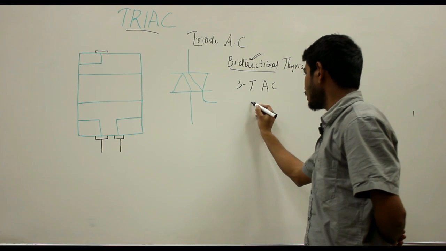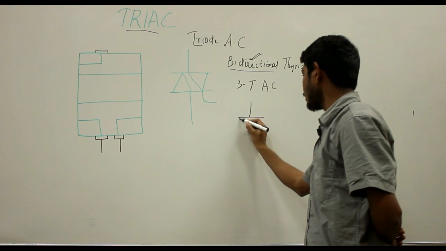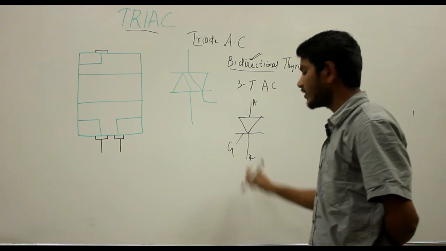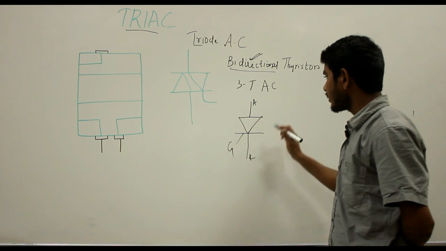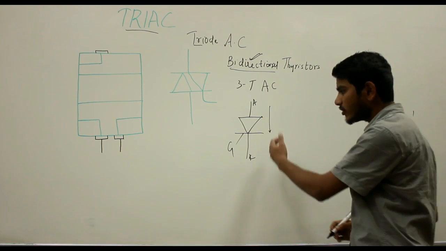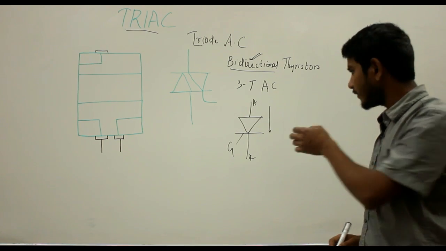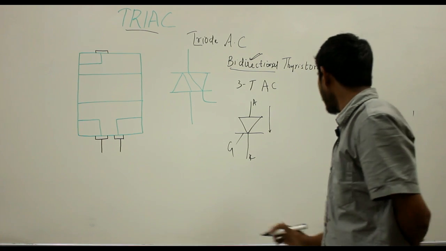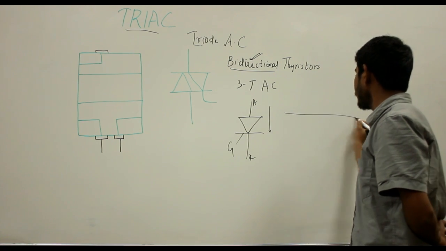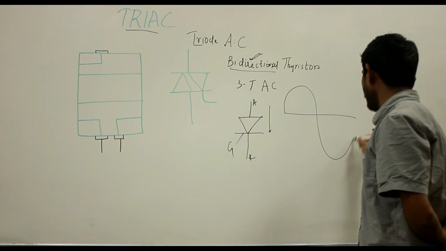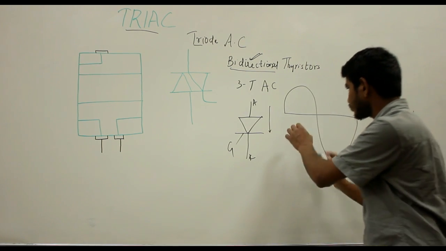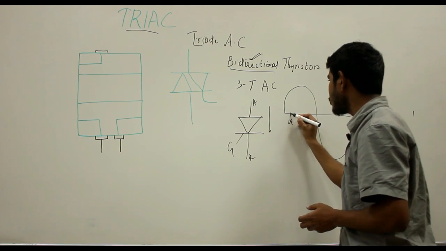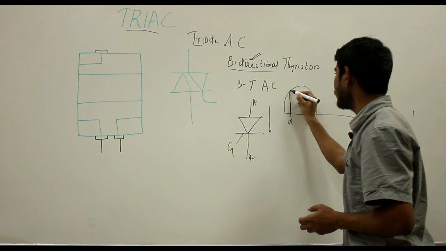In the symbol of your SCR, we have the anode, the cathode, and the gate terminal. The SCR is a unidirectional device which allows current to flow in only one direction. If we observe the current controlling power of your SCR, let me draw the plot. If this is my input waveform and this is my firing angle, let us say alpha, the SCR will control the current flow only in one direction.